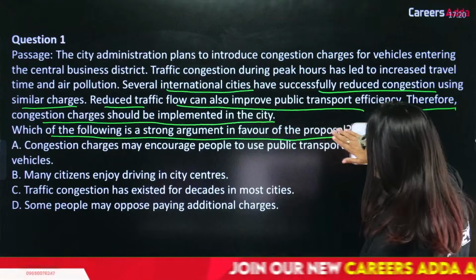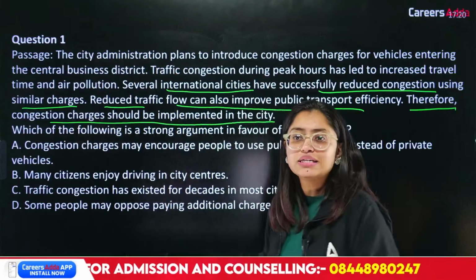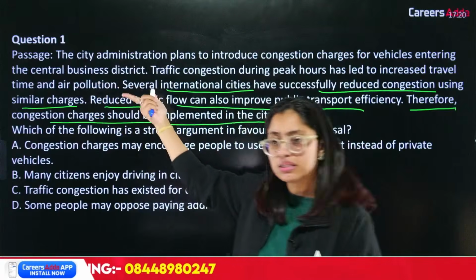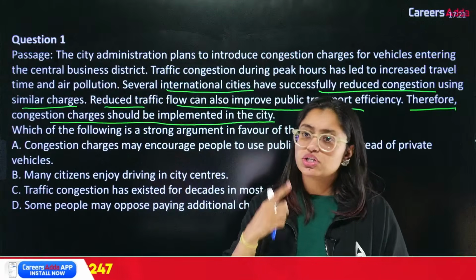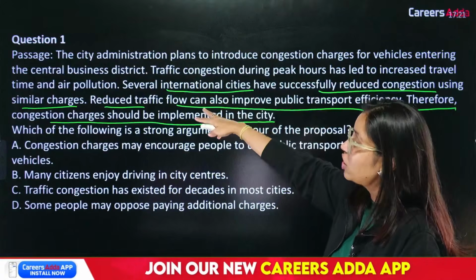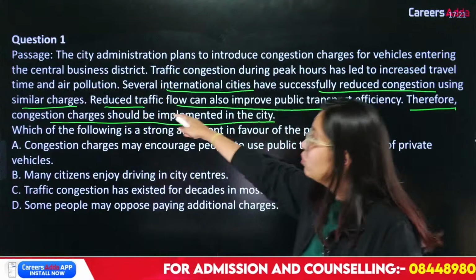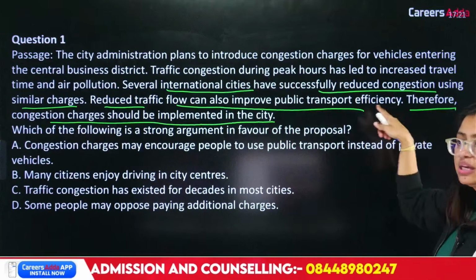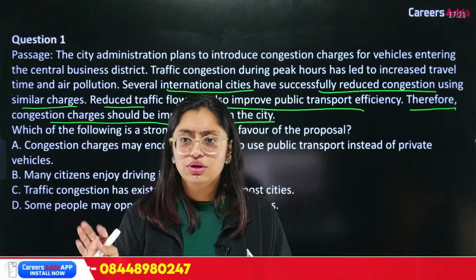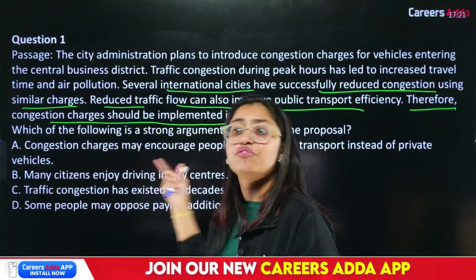So according to the passage, there is a city and the administration of that city is trying to impose some charges if you enter a central business district. क्योंकि congestion होने की वजह से ट्रैफिक बढ़ता है, एयर पोल्यूशन बढ़ता है, इसके लिए उसने एग्जाम्पल भी दिया कि ऐसे चार्जेस लगाने से ये congestion कम हो गया, ठीक है. और कम होने की वजह से पब्लिक ट्रांसपोर्ट की एफिशिएंसी भी बढ़ी और इसके लिए वो कह रहा है कि आपको लगा देना चाहिए. सो दिस इज द आर्ग्यूमेंट ऑफ द ऑथर.